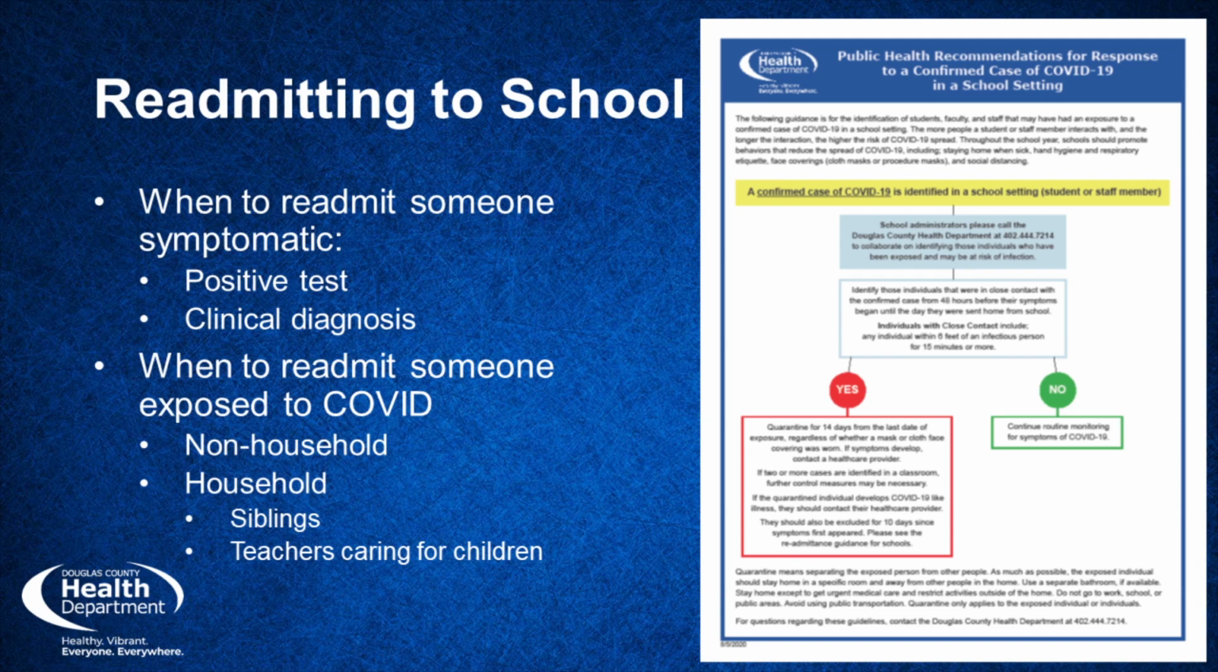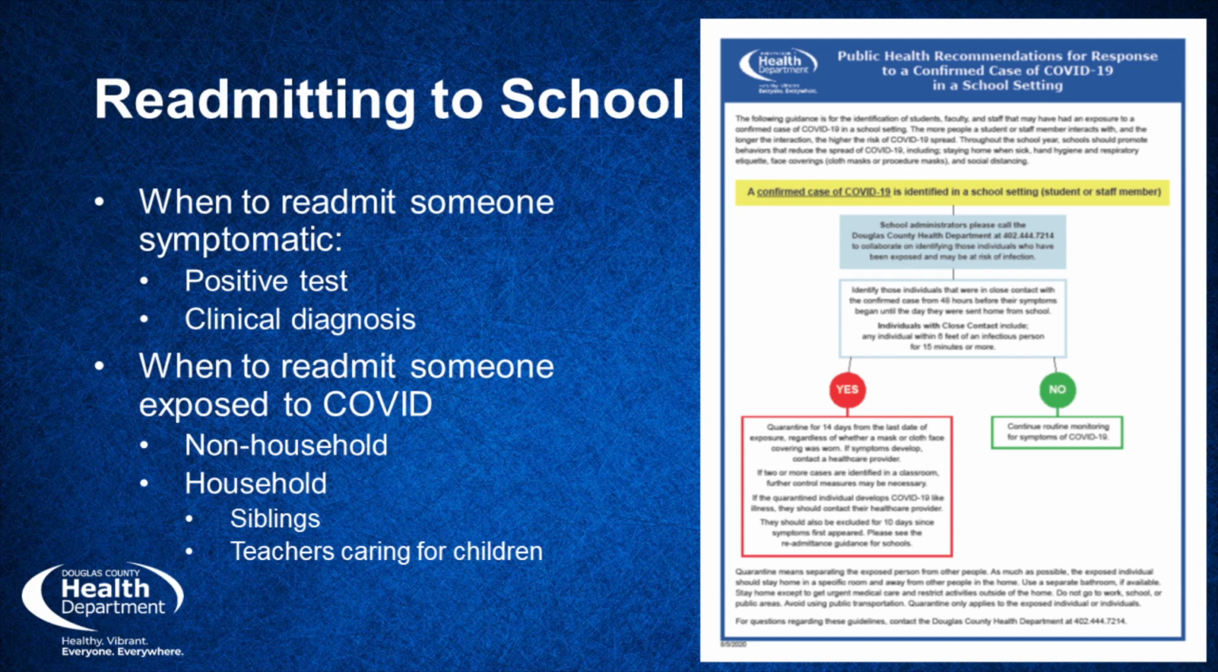If someone is sent home to quarantine and then develops symptoms consistent with COVID-19, then you go back to your symptom criteria and you quarantine for 10 days from when their symptoms started. However, if students go through the whole 14 days and have never developed symptoms, then they can be readmitted after that 14 days. And we have a visual on the right that is also available on the Douglas County website that can help you navigate those decisions. This does get a little more complicated when you're talking about household members.